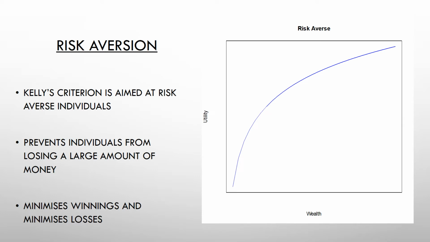It prevents the player from losing a significant amount of money. Generally, people tend to be risk-averse. They would rather minimise winnings if it also means that they will minimise losses. This is the basis of Kelly's criterion. Optimal Kelly, which is the f star that you get from the formula, avoids the risk of ruin. Since you're always only betting a fraction of your wealth each time, you can never lose all of your money. This is why it is an ideal betting strategy for risk-averse individuals.